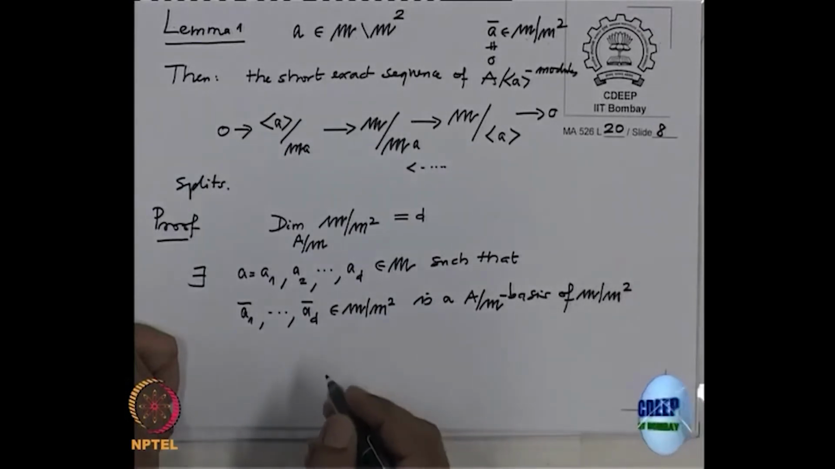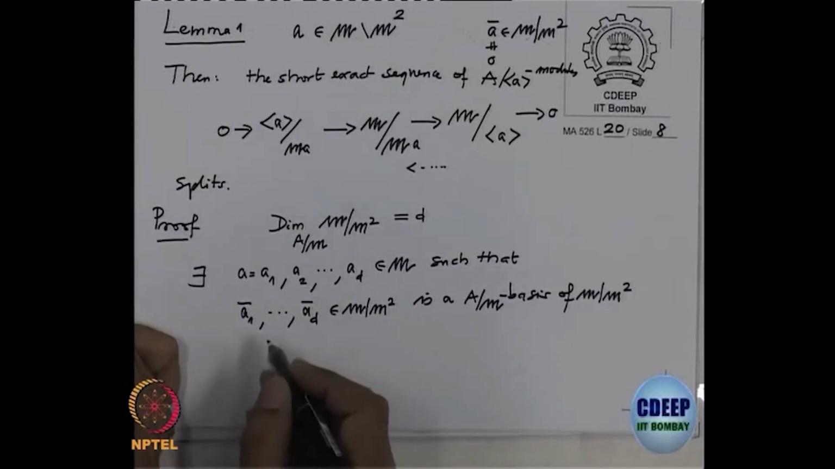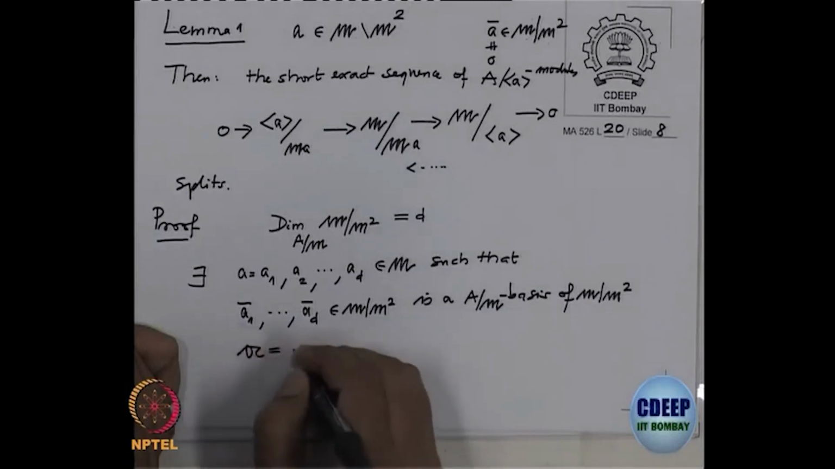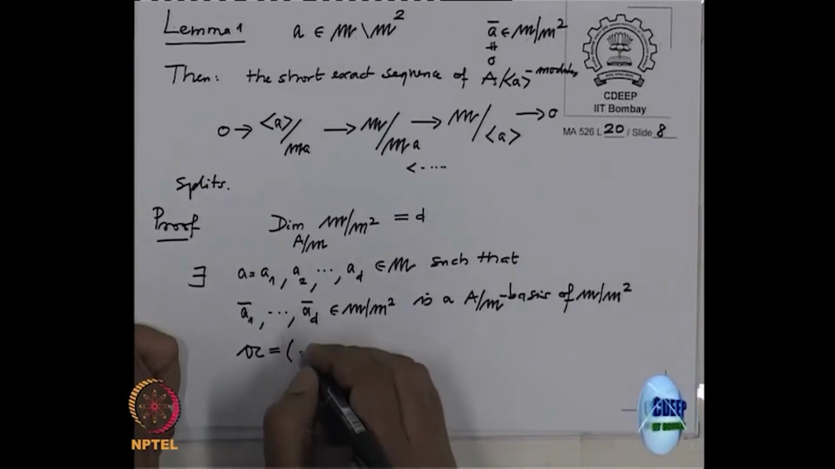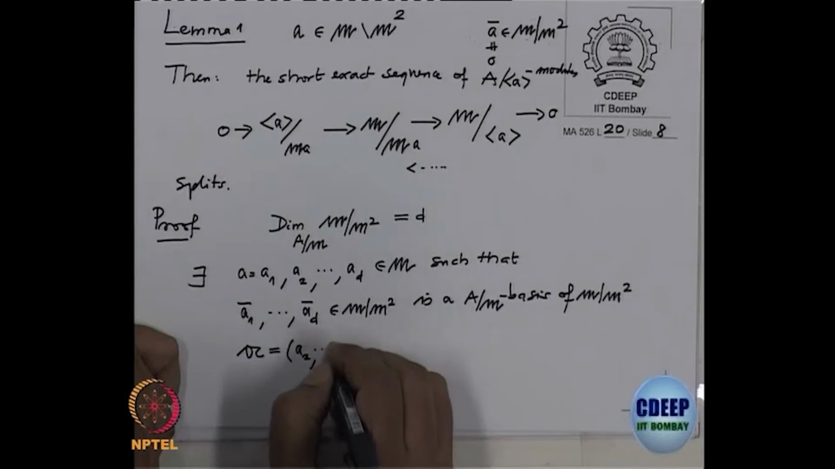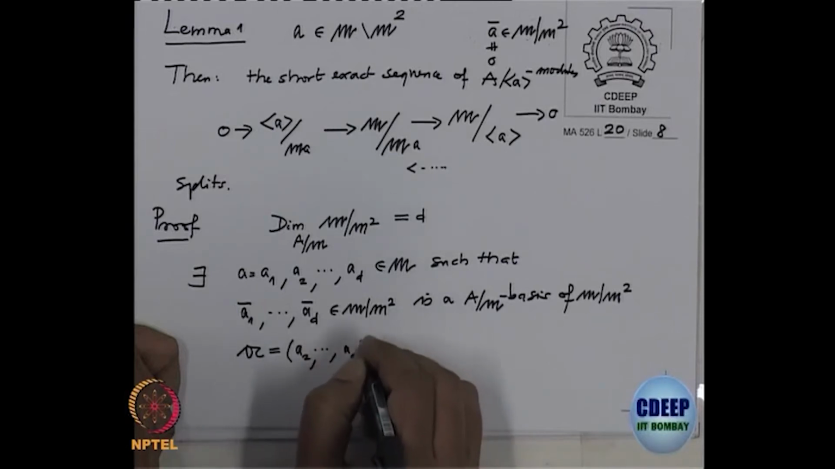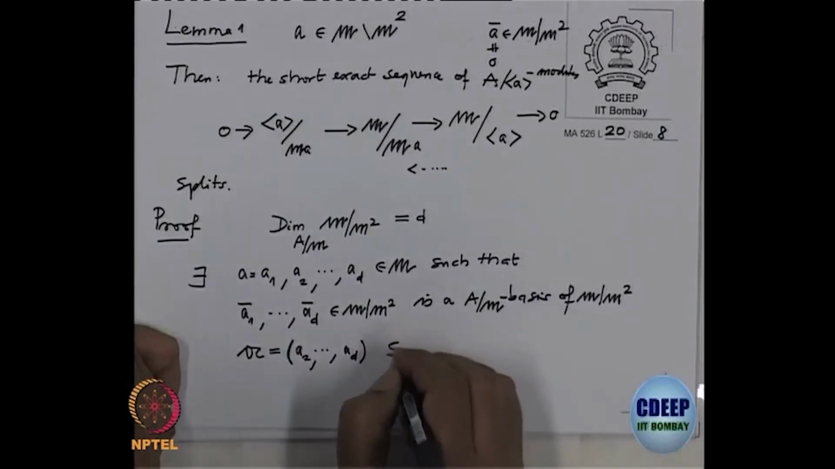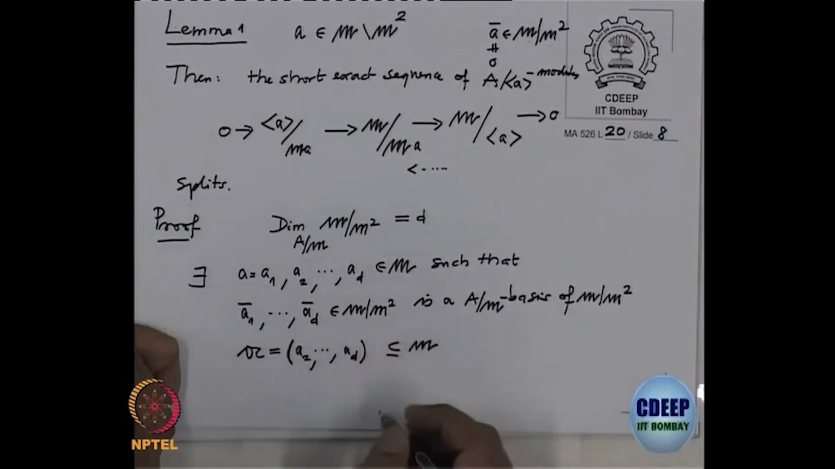So, let us take A to be the ideal generated by all these. Leave the first one. So, A2 to AD, this is the ideal generated by these, is obviously contained in M, and M is generated by one more element. Alright.